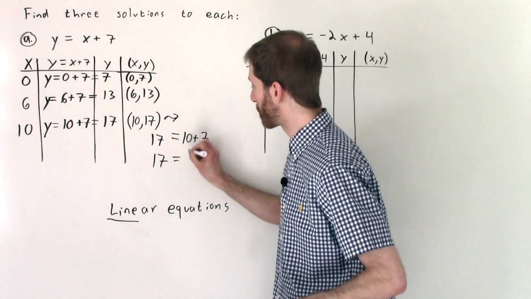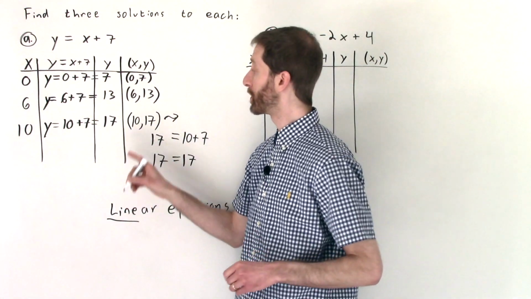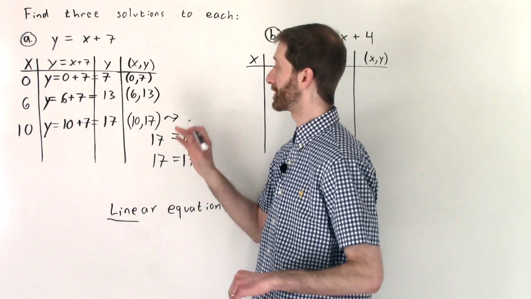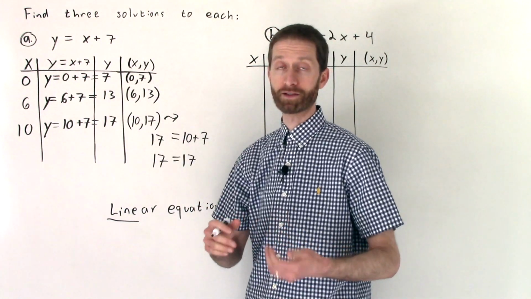So 17 equals 10 plus 7, which is 17. And because that equation is true when we evaluate x and y into the equation, we know that 10, 17 is a solution. The same can be done for 6 and 13 and 0 and 7.